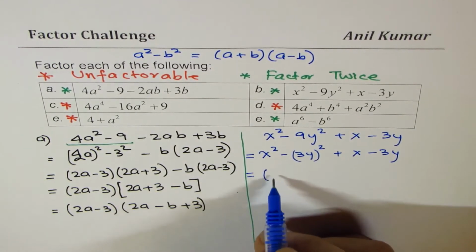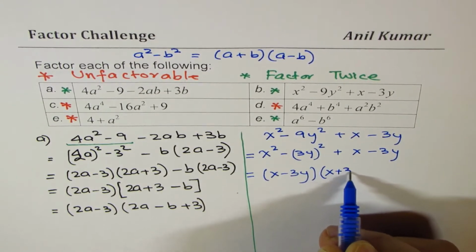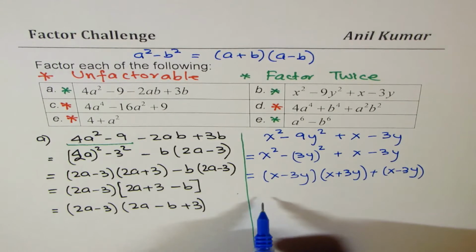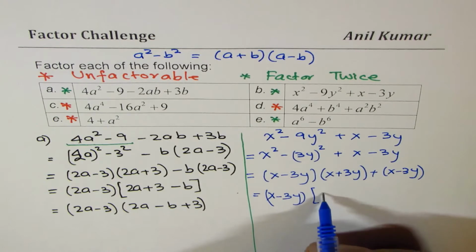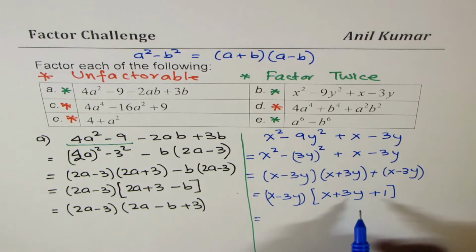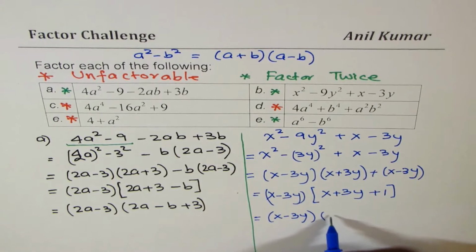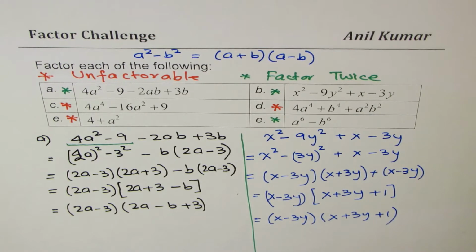And that is equal to x minus 3y times x plus 3y. And here we have x minus 3y. Now you can take x minus 3y as a common factor and you get x plus 3y plus 1. So that is your factored form, correct? So you could write this as x minus 3y times x plus 3y plus 1. Do you get it? Perfect. So these 2 are simple. Now let us see how to do the others.